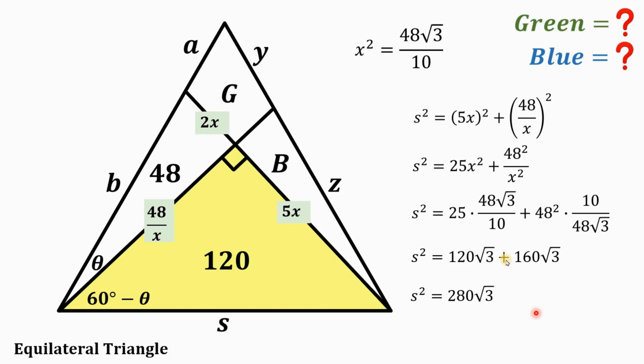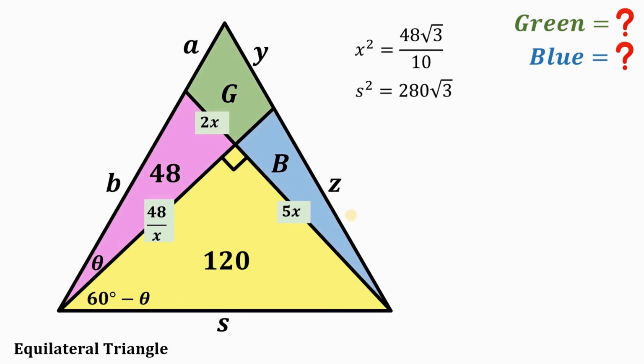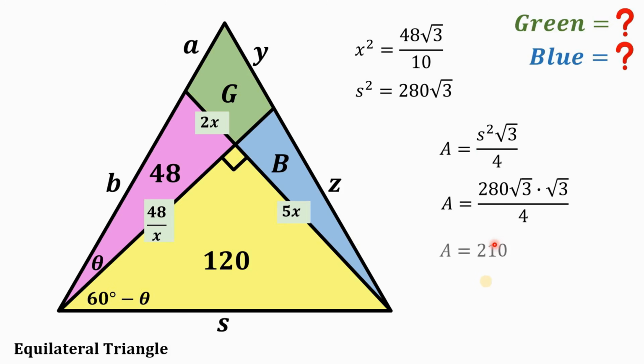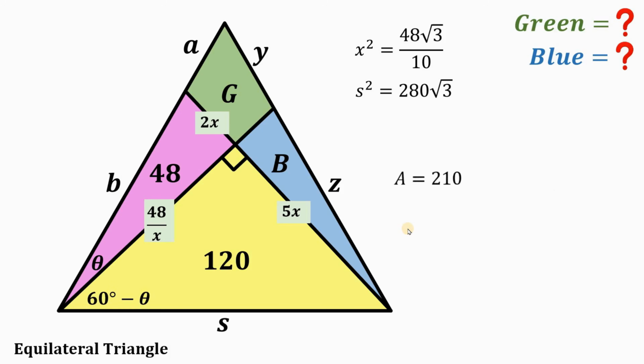Now, let's set aside this result. Because, take note, the area of this whole equilateral triangle can be computed using this formula: s squared times square root of 3 over 4, wherein this s is the side length of our triangle. Now, we know the value of s squared. This is 280 times square root of 3. Now, simplify. This becomes 210. Now, we know the area of the whole equilateral triangle. This is 210 square units.